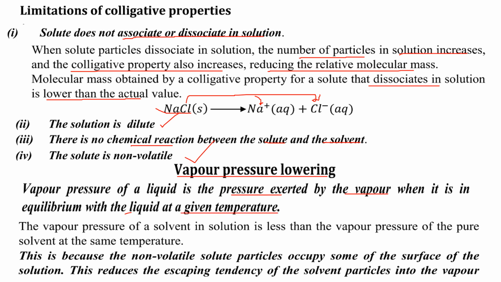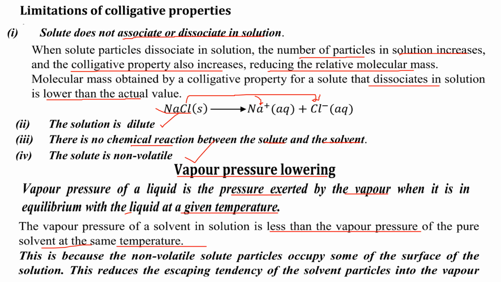So whenever you're heating, say a liquid, the vapor that comes out of that liquid, we are measuring the extent of the pressure exerted by that vapor to be the vapor pressure of that liquid. So you're saying that the vapor pressure of a liquid is the pressure exerted by the vapor when it is in equilibrium with the liquid at a given temperature. So we are saying that the vapor pressure of a solvent in solution is always less than the vapor pressure of the pure solvent at the same temperature.